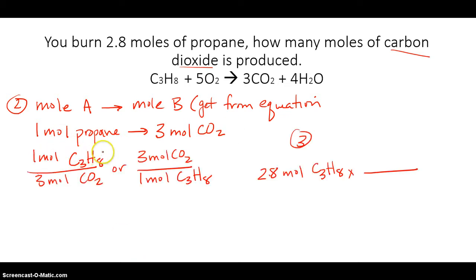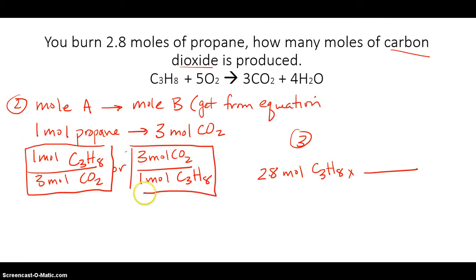So I've created those tiles, in which case I simply place them over each other. Because I know that these are equivalent, I can make those into an equal sign again. And now I need to determine which one of these tiles I want to use. Well, if I have moles of C3H8 on the top here, that means I need to have moles of C3H8 on the bottom here. So 1 mole of C3H8 to 3 moles of CO2.